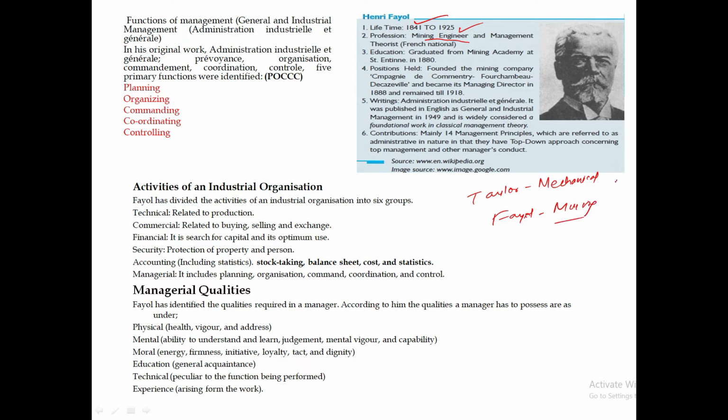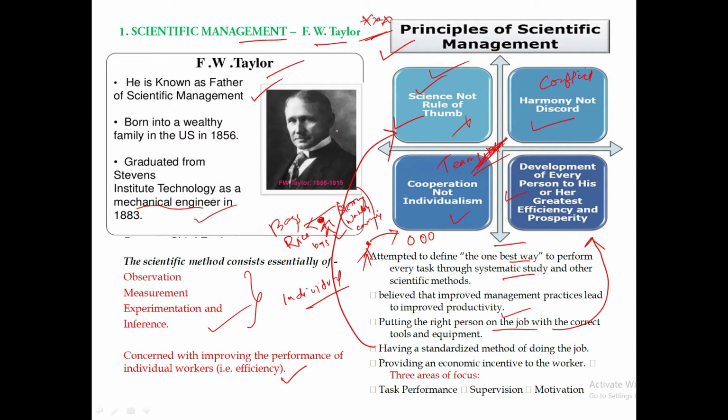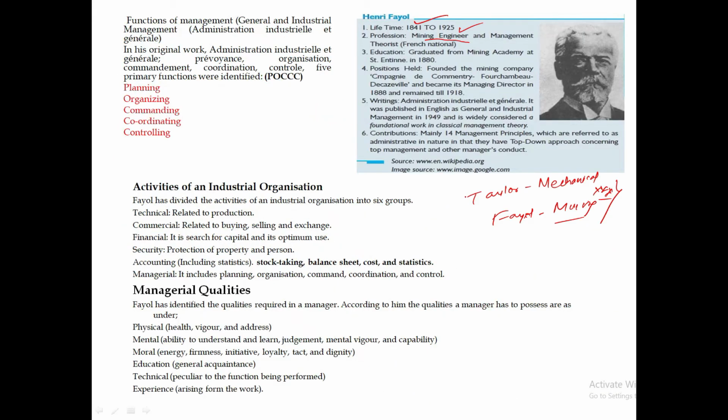This is very important, guys. It's very confusing sometimes. What type of engineer is Fayol? It may come in MCQs also. You may be thinking mechanical, so you may be confused. Keep in mind: when you talk about Fayol, he is a mining engineer, and Taylor is a mechanical engineer. Let me verify. Yes, mechanical, so it's verified.